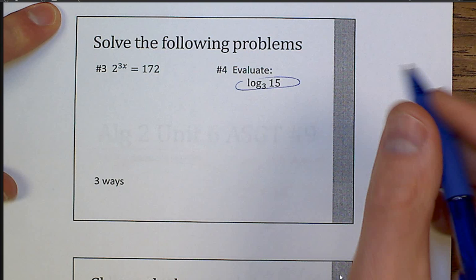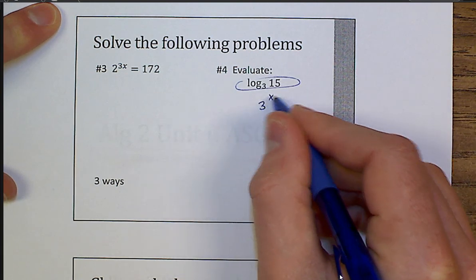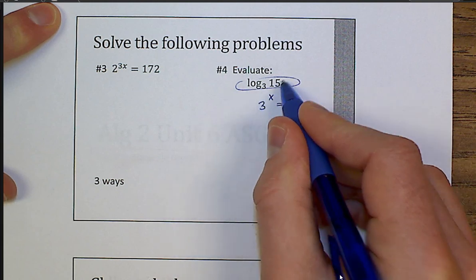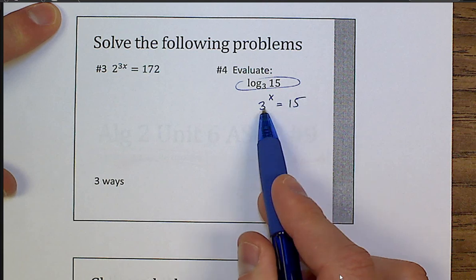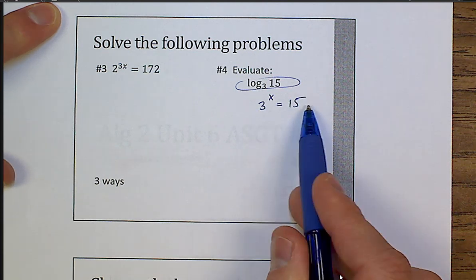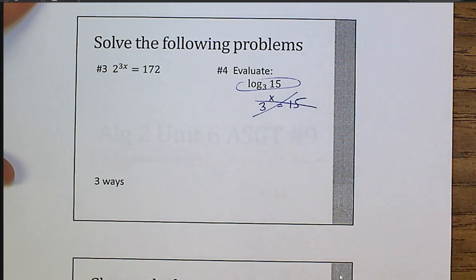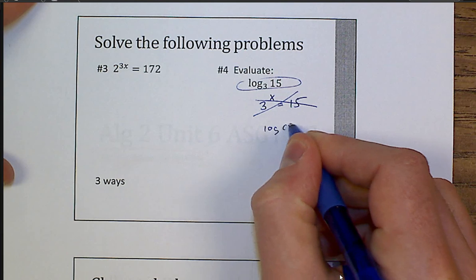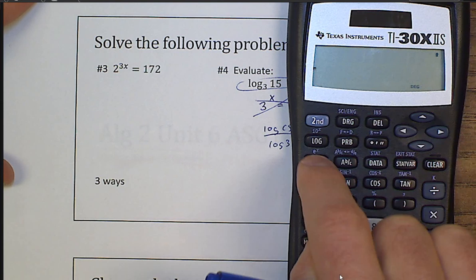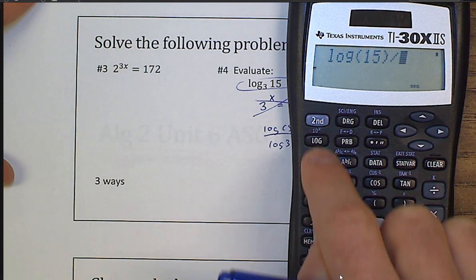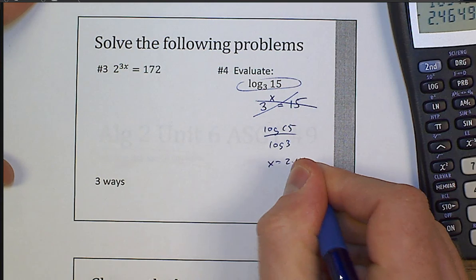So if I saw something like this, if we were to do what we did in the very beginning, we'd say what power on 3 equals 15. Well, if you think about that for a second, you can't do this mentally, right? 3 squared is 9, 3 to the third is 27, so it's somewhere between 2 and 3, but we can't do that because it's not nice and neat, so you have to do change of base. Log of 15 over log of 3. Take your calculator out here. So log of 15, close parenthesis, divided by log of 3, close, equals 2.46, right? 2.46. So we said it would be between 2 and 3.